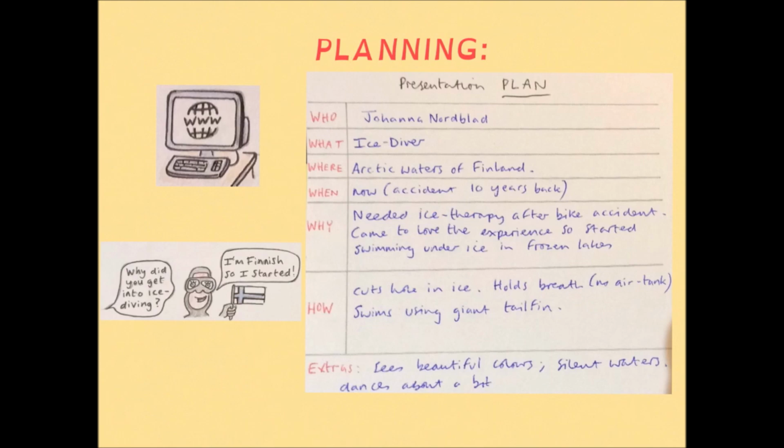One hour on the internet got me this. This is the fruits of my research. I flicked through a few articles, found a few videos of Joanna Nordblad swimming under the ice. I took my notes, I've turned it into this 5 W's and an H. Now you don't have to do that with your notes. I found it really effective for organising my research findings.